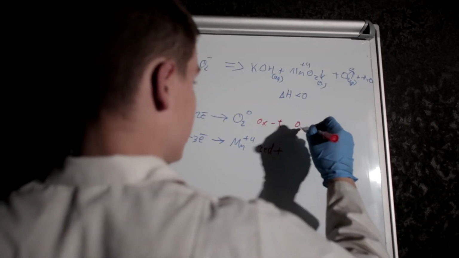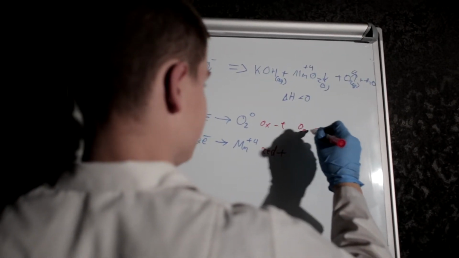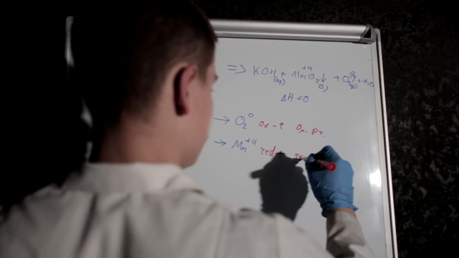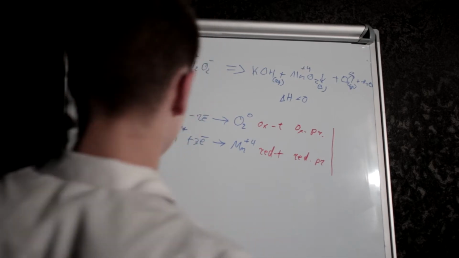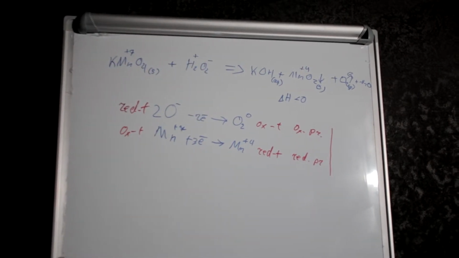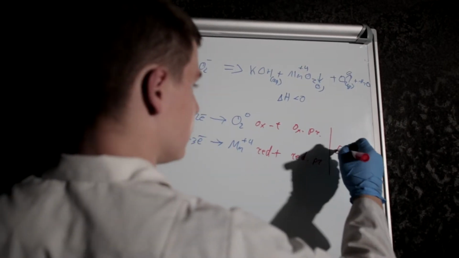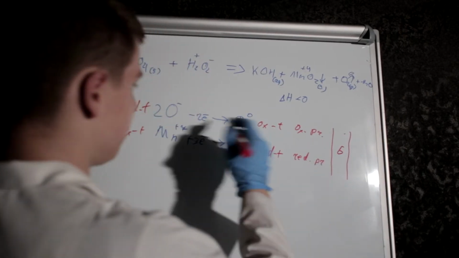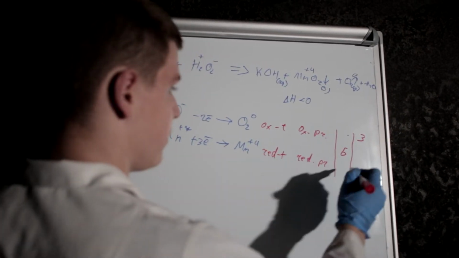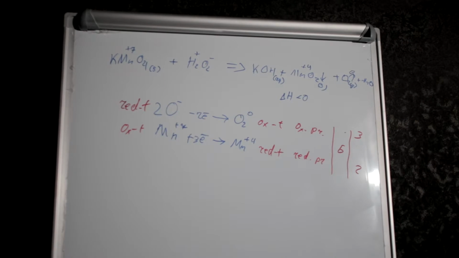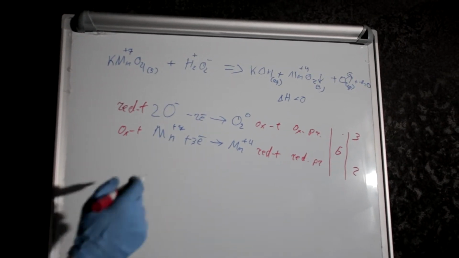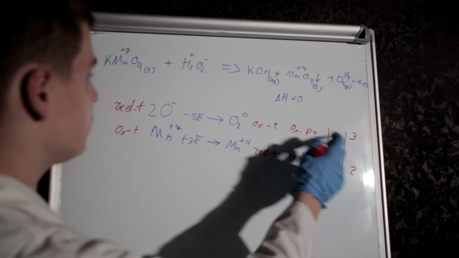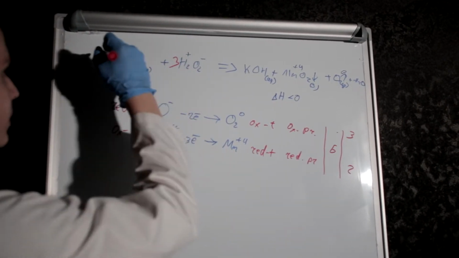It is an oxidation process. It's a reduction process. The lowest common multiple is 6. So 6 divided by 2 is 3. 6 divided by 3 is 2. Now let's proceed to the equations. So we need here 3. And here we need 2.